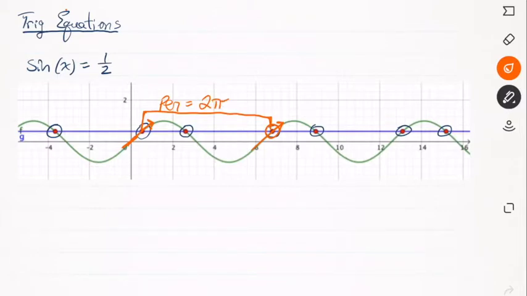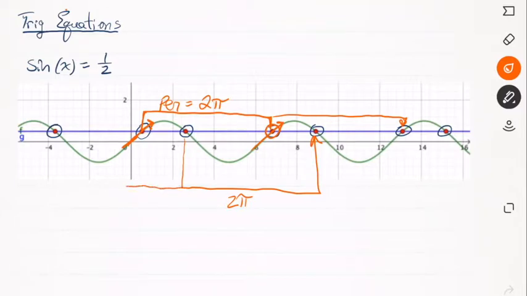So every 2 pi, we're going to get a related answer. The same thing is going to happen with the second answer. 2 pi away from it is going to be another answer. And if we go backwards to here, this would be negative 2 pi away. So whether we go positive 2 pi or negative 2 pi, there's always going to be another answer of the sine of x equals 1/2.